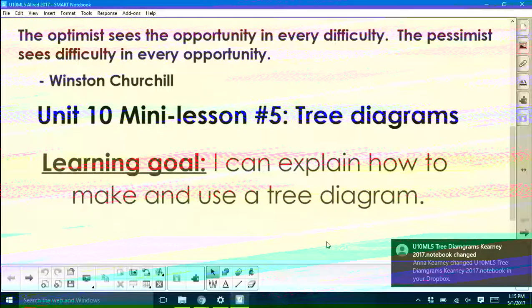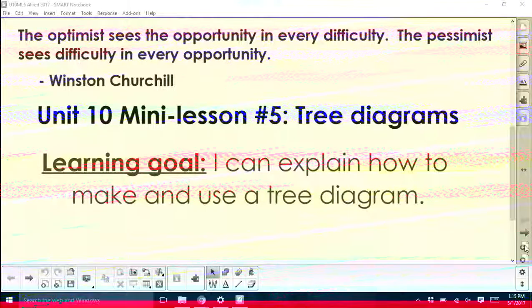We're going to sit here today and talk about Unit 10, mini lesson number 5. We're going to talk about tree diagrams that we can use to solve for compound probability today. By the end of today's lesson, you should be able to explain how to make and use a tree diagram so as to better help yourself find compound probability.